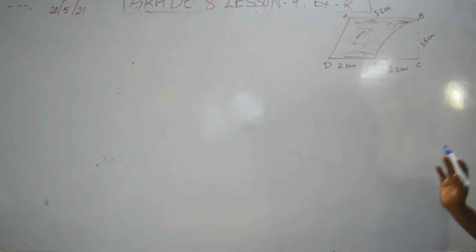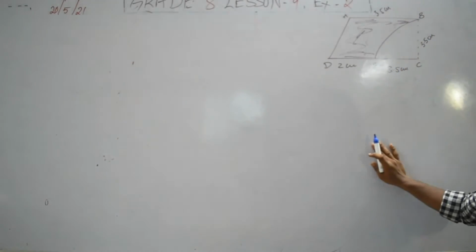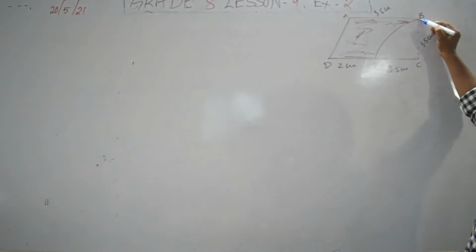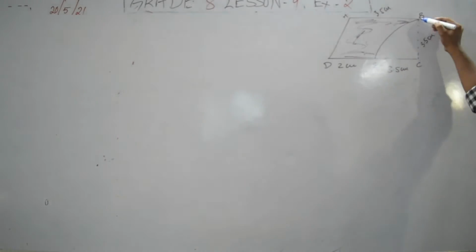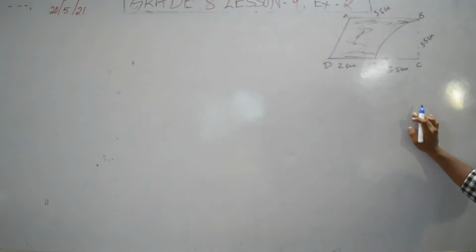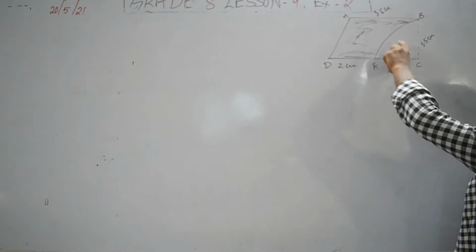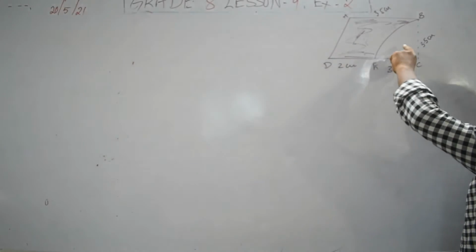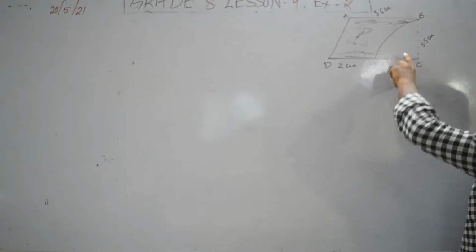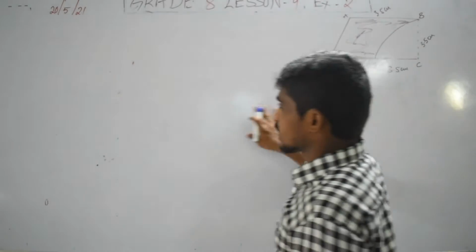So first we find the area of the trapezium. After that, we find the area of this quarter of the circle, the quadrant of the circle. Next, we subtract the area of the quadrant of the circle from the area of the trapezium. We find the area of the shaded region.